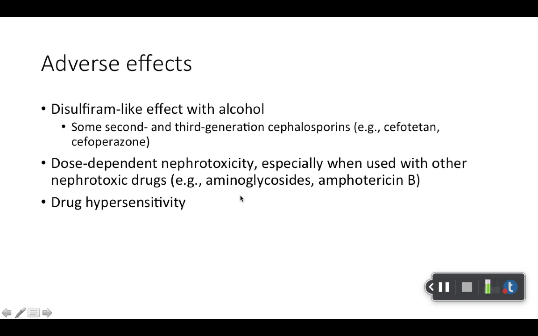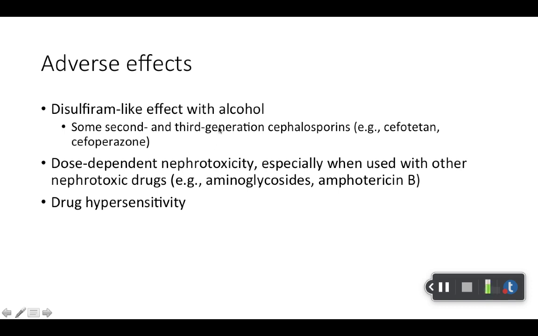Adverse effects. I mentioned earlier that nephrotoxicity is something you'd be concerned about, with the exception of ceftriaxone, so definitely put a star there. It is dose dependent, and then also depends on the patient, etc. And then it's something that you need to be concerned about when you're using other medications that are nephrotoxic or have nephrotoxicity. So, for example, amphotericin B and the aminoglycosides, which we'll talk about later.